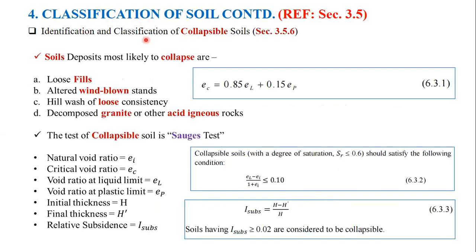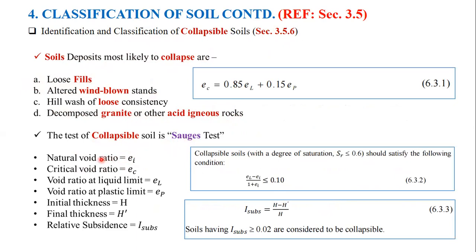And identification and classification of collapsible soil, which is the most important. Section 3.5.6: soil deposits most likely to collapse are loose fills, aeolian wind-blown sands, hillwash of loose consistency, decomposed granite or other acid igneous rocks. The test for collapsible soil is the Jennings test.